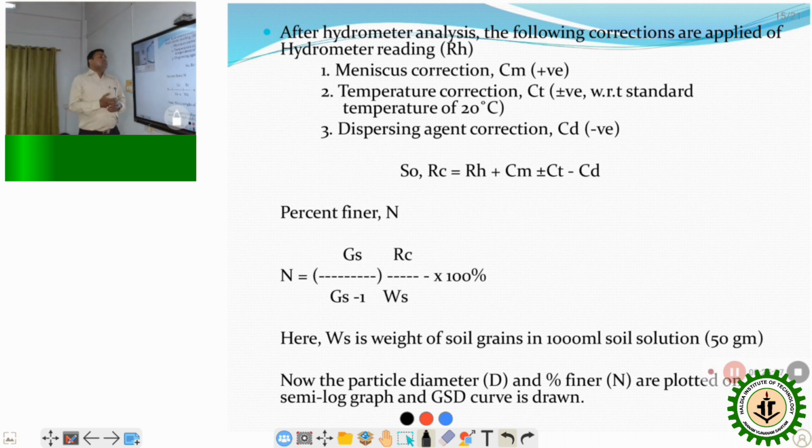We have to apply this dispersing agent correction, which is negative. So, finally, to get the corrected hydrometer reading, we have to apply the corrections. So that is equal to RH, the hydrometer reading that we have recorded, plus Cm, the meniscus correction, plus or minus Ct depending upon the temperature of suspension. If it is more than 20 degree centigrade, it will be plus, positive. If it is less than 20 degree centigrade, it will be negative. Minus Cd, the dispersing agent correction.